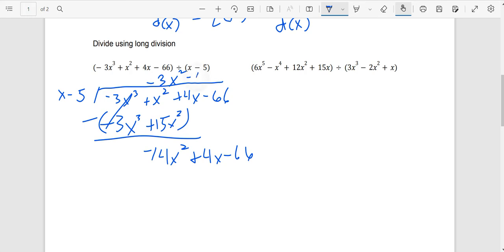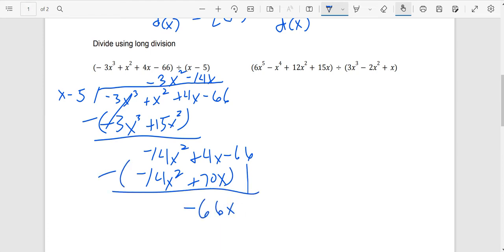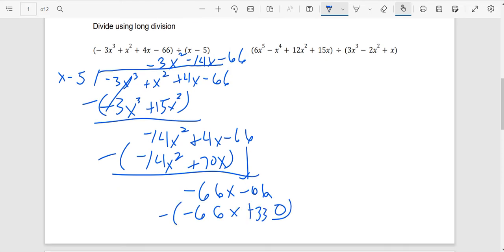Bring down our friends. What times x gets you negative 14x squared? It will be negative 14x. Negative 14x squared plus 70x. Subtract, we get negative 66x. And what times x gets you negative 66x? It will be negative 66. Then multiply the negative 66 to the x and the negative 5, and we're going to subtract. We're going to get a pretty big remainder here. That's going to come out to be negative 396.